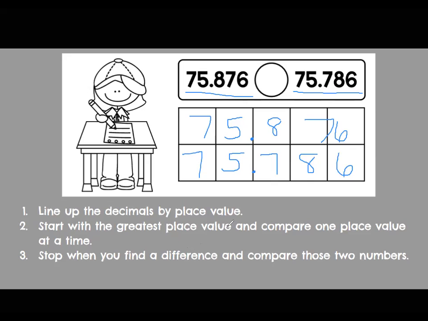Then we're going to start with the greatest place value, and like we said, the greatest place value is the tens place. If we look in our tens, they both have a 7, so we're going to cross that out. We go to our ones, and yep, we see that they both have a 5. So we keep moving to the right, and we're going to make sure we stop right here because we have a difference. We're just going to compare these two numbers. We know that 8 tenths is greater than 7 tenths, so we can use the greater than symbol here to say that 75 and 876 thousandths is greater than 75 and 786 thousandths.